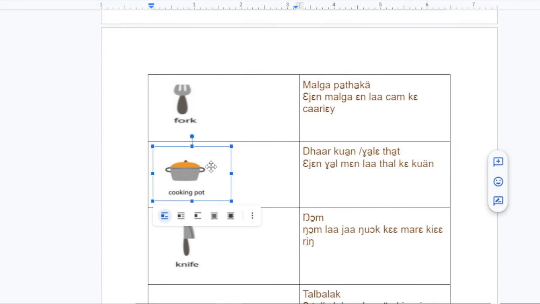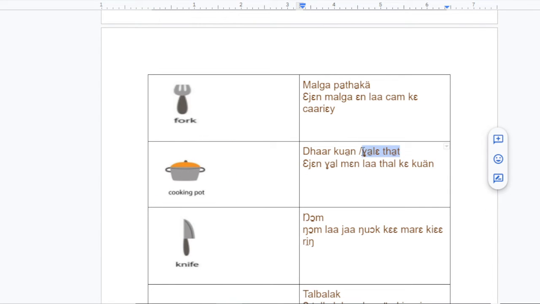We have a cooking pot. Cooking pot means darkwan. Darkwan or halatat. You can call it halatat or darkwan. Darkwan or halatat mean cooking pot. Cooking pot means halatat or darkwan.